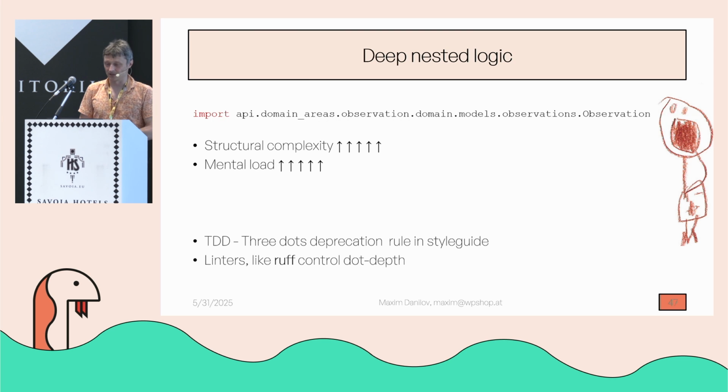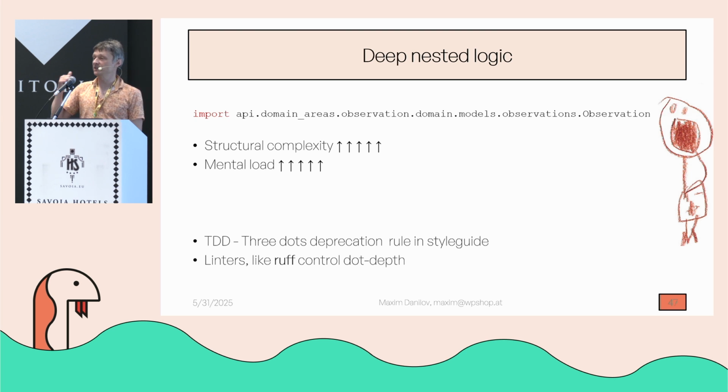Deep nested logic. This is a real example: API, domain errors, observation, domain models, observation. This is an example of how Java developers after 20 years of work came to Python. Structural complexity is high. Mental load is incredible, because I don't completely understand what this chain means.